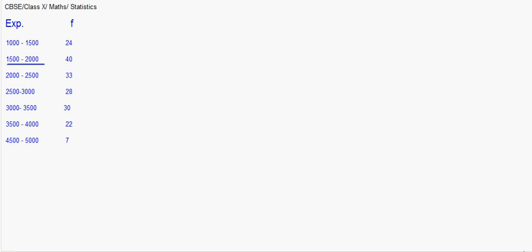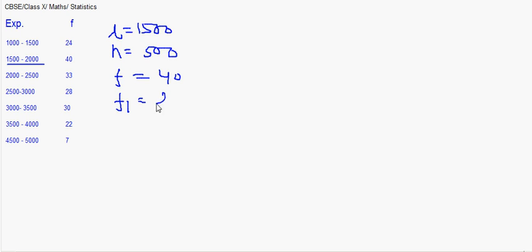We'll note down the variables in the data, from the formula we discussed on the previous page. We discussed L, the lower limit, which is 1500. We had H, the class width, which is given to be 500. F is the frequency of the modal class. F1 is the frequency of the class preceding the modal class, so that makes it 24. And F2 is the one which follows the modal class, so that makes it 33. When we apply it in the formula, I write the formula again for our convenience.